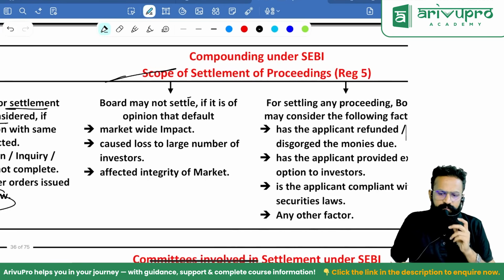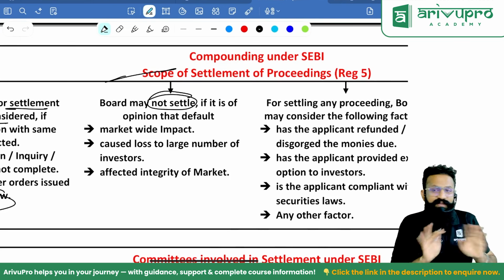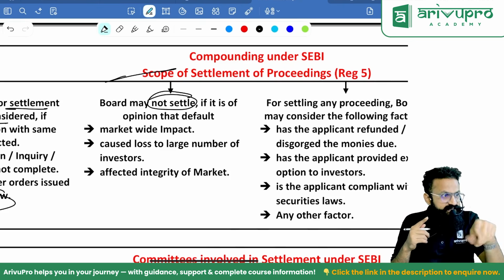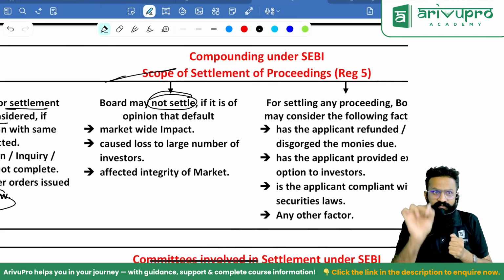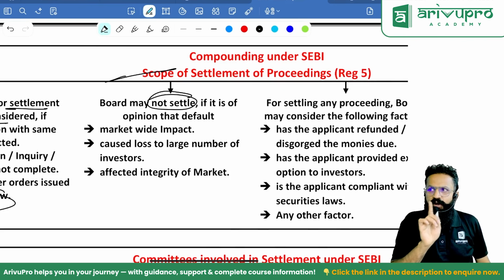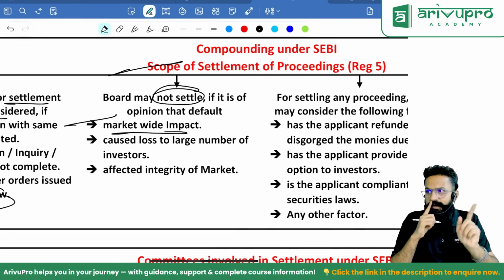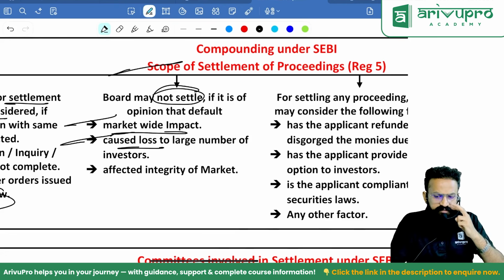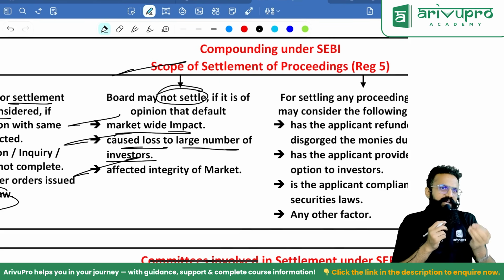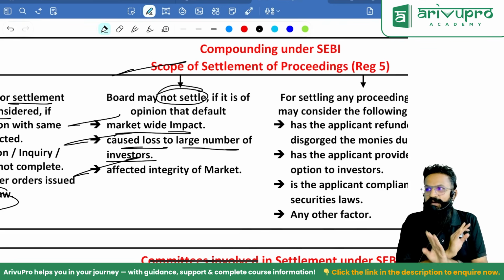Okay. Second one, the board may not settle if it is of the opinion that... So I have taken up the application, I am going through it, but I will not agree for the settlement. SEBI is thinking that if I settle this, whatever default you have made, it has some wider impact. I cannot settle it here. I need to take it deeper. That is what they're telling you. The board may not settle if it is of the opinion that the default has a market-wide impact. If I settle this, it will not be right. Second, you have caused loss to a large number of investors. Third, you have affected the integrity of the market. Then settlement is not the right word. I need to criminally prosecute you. There might be imprisonment also involved. So it is not right for me to settle this.